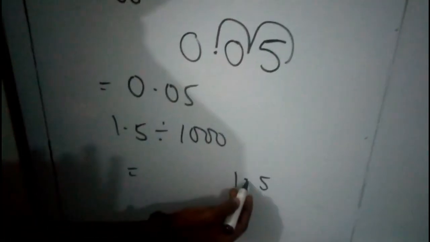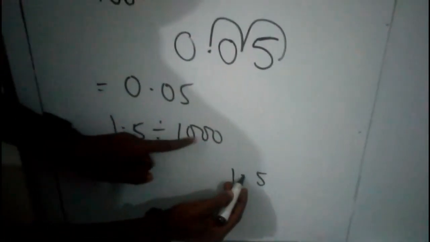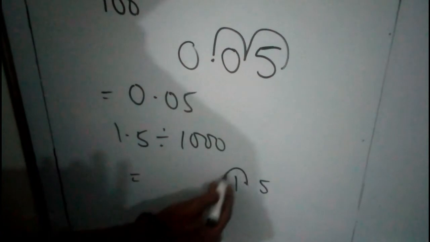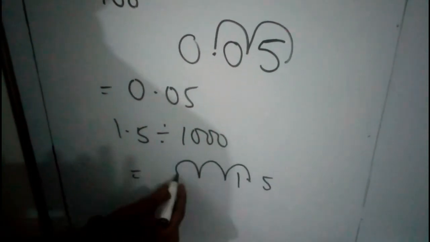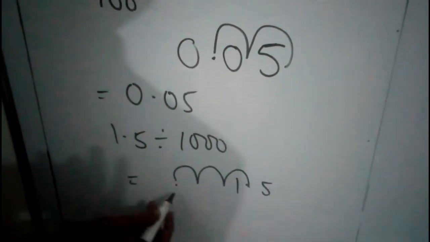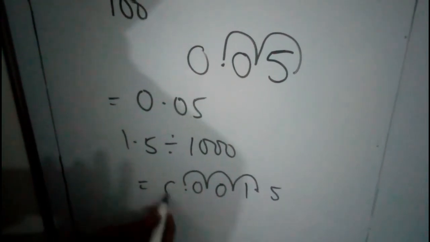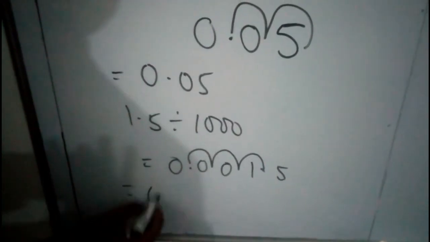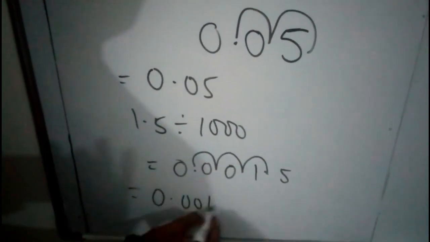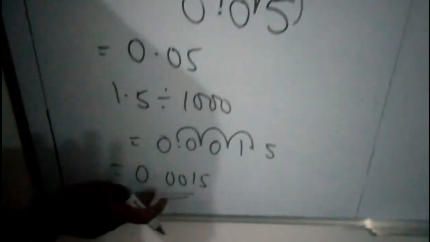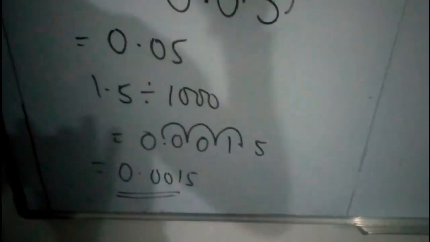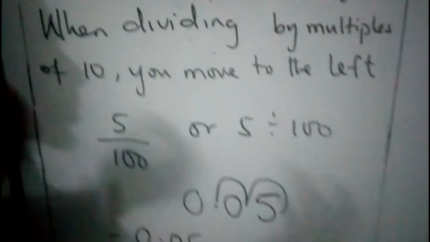But this one has a point, so you start from the point. To the left, how many times? 3 times, because we have 3 zeros there. 1, 2, 3. You put your point here. So fill up the 2 rooms, 1, 2. Points cannot start a number, so you put 0 at the front. So what will be the answer? 0.0015. So 1.5 divided by 1000 is 0.0015.